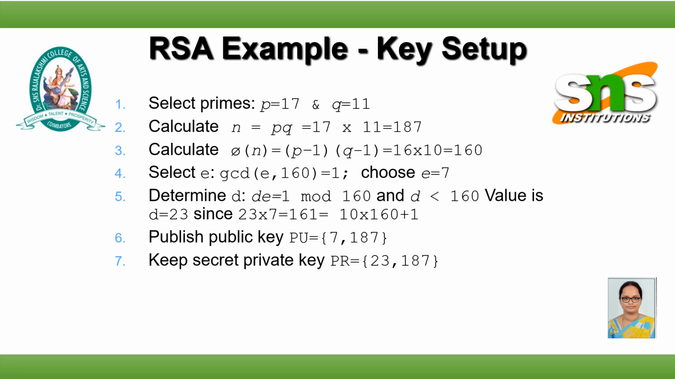The value is D equals 23, since 23 into 7 equals 161. So publish the public key 7 comma 187 and keep secret the private key 23 comma 187. In this way only, the RSA algorithm works.